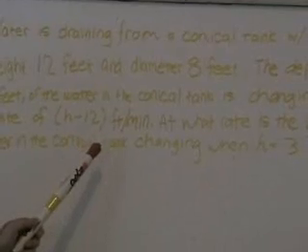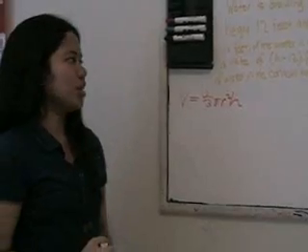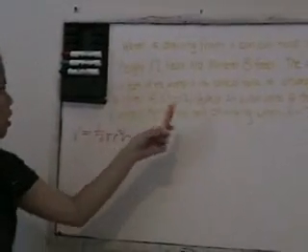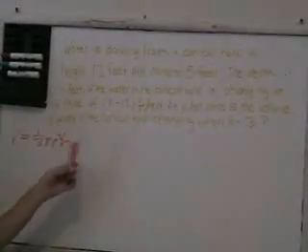Water is draining from a conical tank with a height of 12 feet and a diameter of 8 feet. The depth in feet of the water in the conical tank is changing at a rate of h minus 12 feet per minute. At what rate is the volume of water in the conical tank changing when h equals 3? Okay, so looking back at the problem, we are looking for the volume in the conical tank, but this time we're finding the rate of change of the volume. So we'll have to use implicit differentiation.